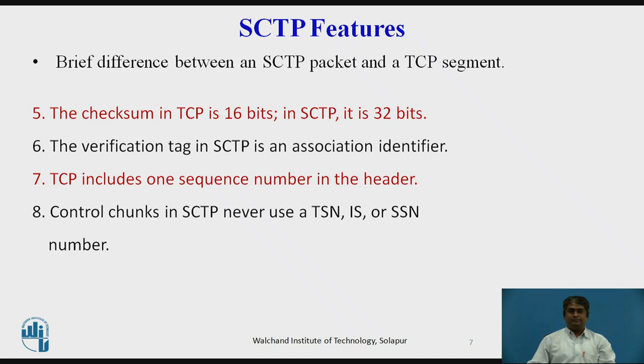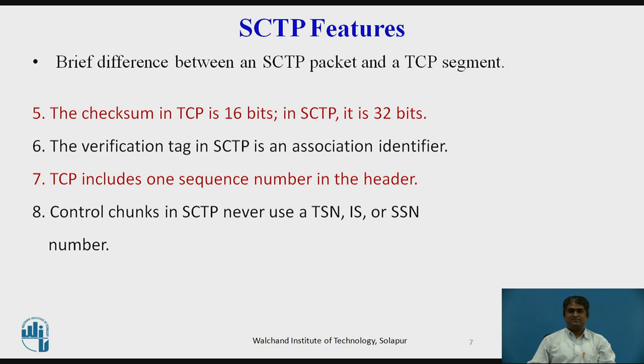The next difference is that TCP includes only one sequence number in the header, which defines the number of the first byte in the data section. An SCTP packet can include several different data chunks. TSNs, SIs, and SSNs define each data chunk.